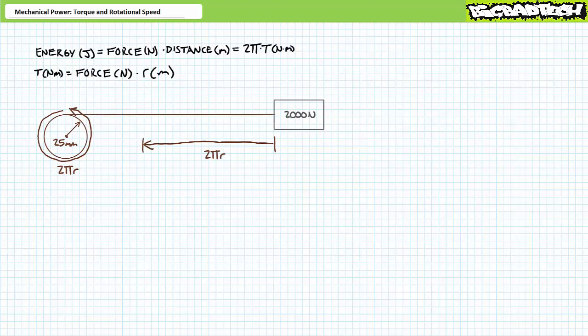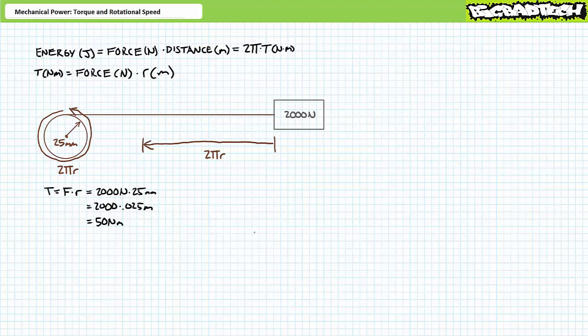Let's try an illustrated example of this concept. Consider a 2,000 Newton force being exerted on a rope that is wound around a shaft with a radius of 25 millimeters. How much torque does the shaft exert? Torque is force times radius. 2,000 newtons times 25 millimeters, or 0.025 meters, yields 50 Newton meters of torque.